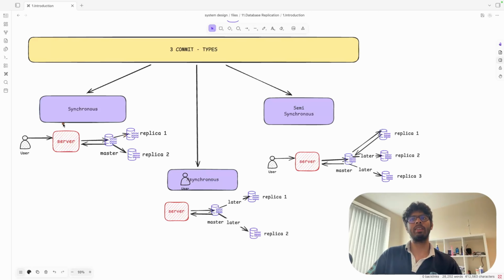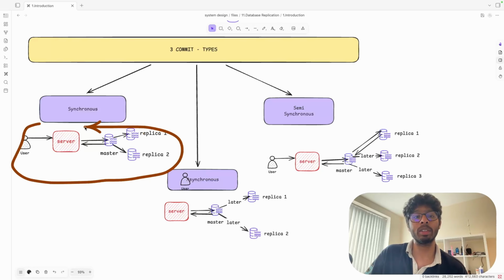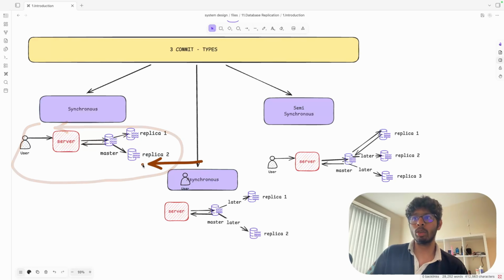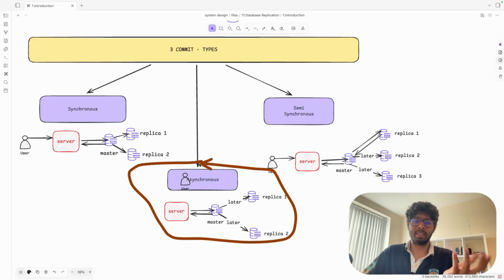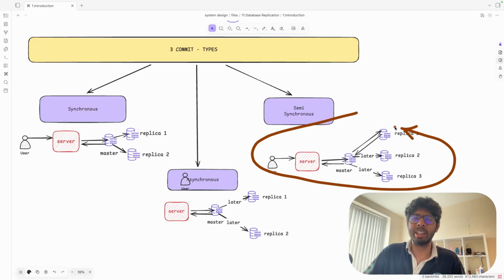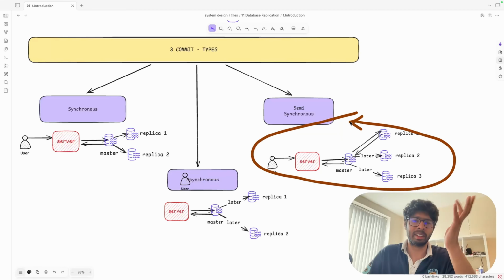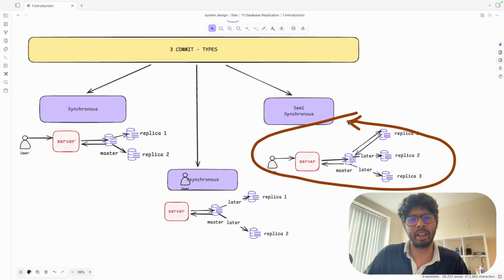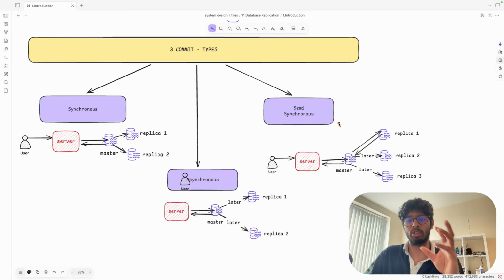For example, the synchronous one is very commonly used in banking systems. The asynchronous one is very commonly used in, let's say, a social media application or a feed application. The semi-synchronous one we can again use in social media or, say, e-commerce sites. We can use it anywhere according to the requirement of the service.